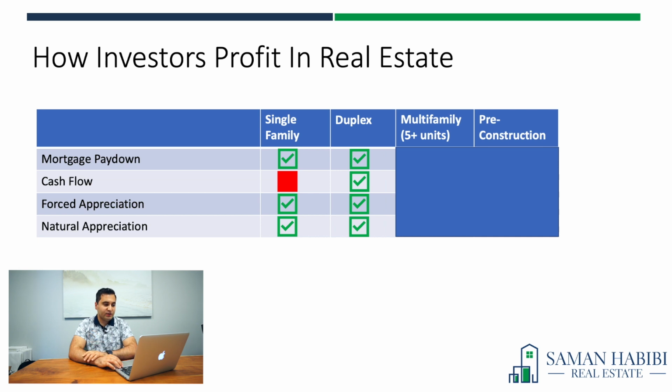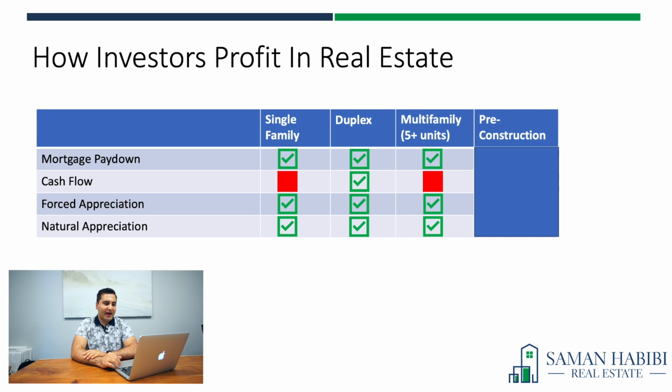If we look at duplexes, so this would be a property with 2 units. Typically, mortgage paydown and cash flow is for sure a yes. And the reason for that is with 2 units, you have 2 tenants, and the rental income typically exceeds the rental income from a single family home. You have the ability to have forced appreciation. So with duplexes, you're typically purchasing a bungalow and then you're doing some sort of strategic renovation to the basement in order to legalize it and in order for you to demand higher rents. And as a result, natural appreciation is also there as well.